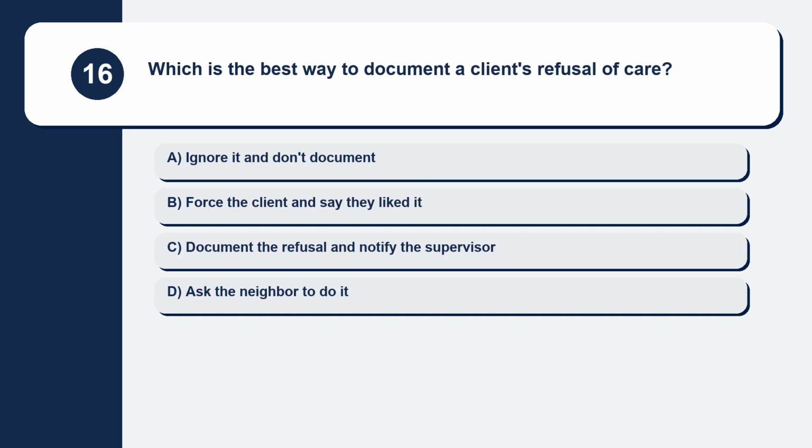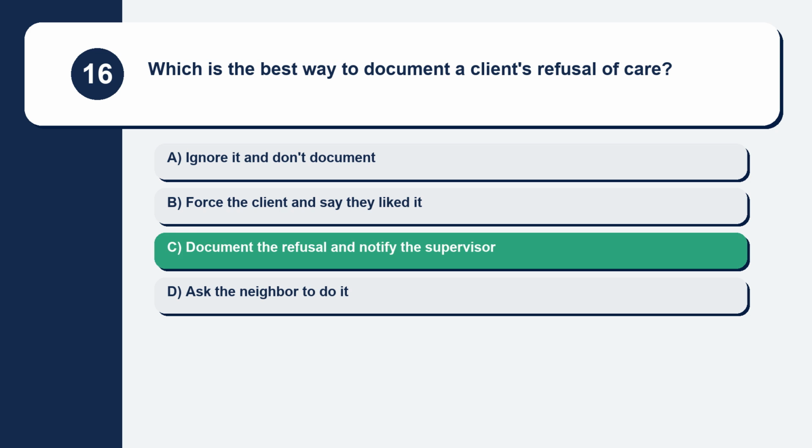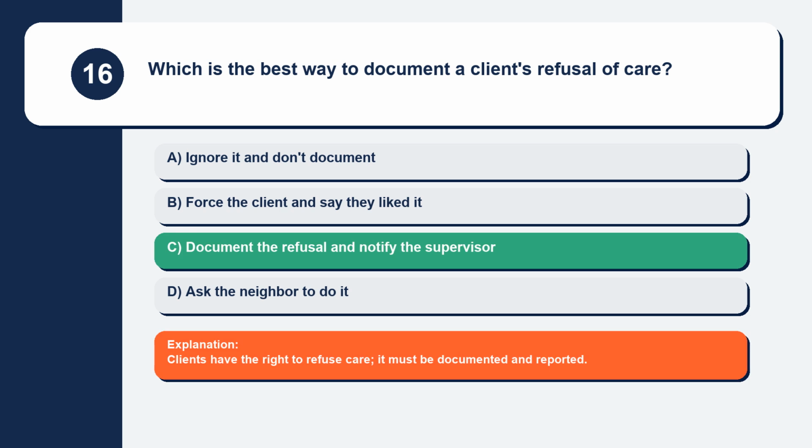Question 16. Which is the best way to document a client's refusal of care? Ignore it and don't document. Force the client and say they liked it. Document the refusal and notify the supervisor. Ask the neighbor to do it. Clients have the right to refuse care; it must be documented and reported.